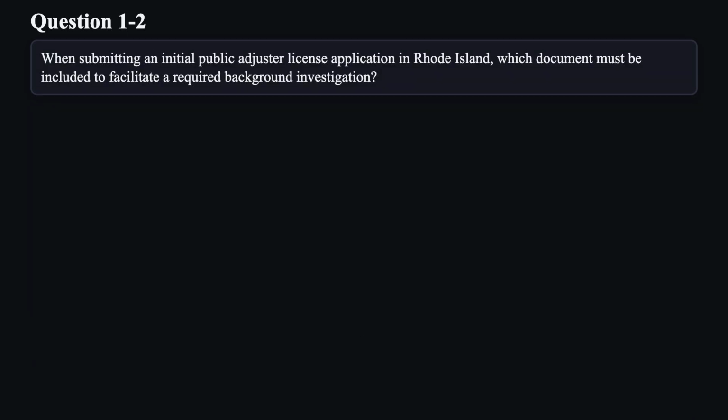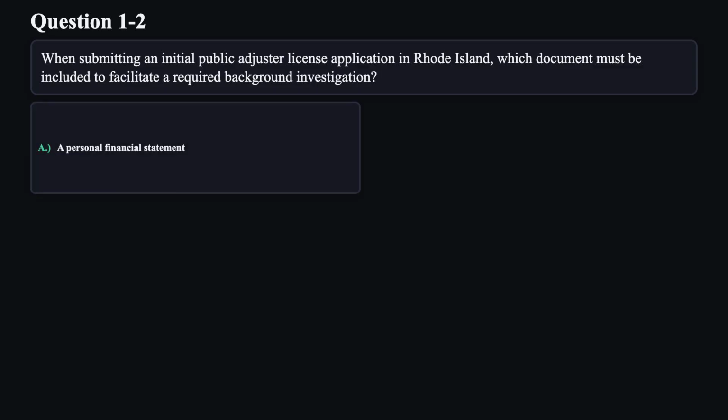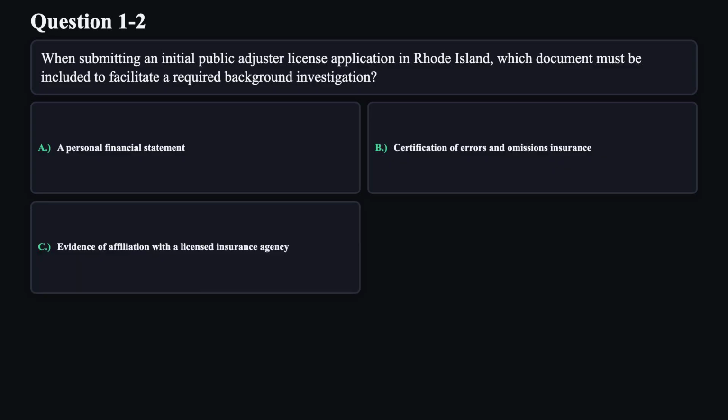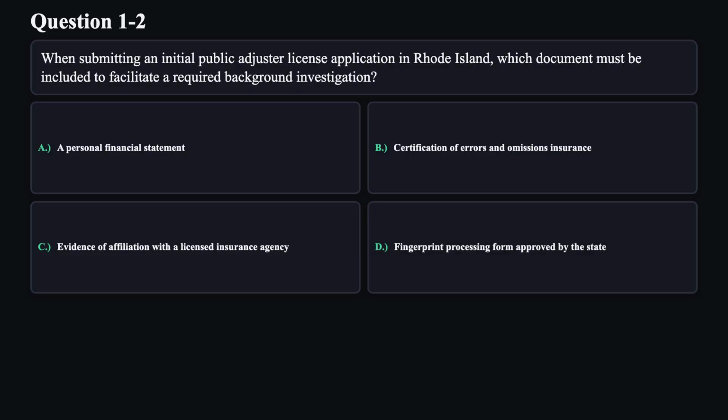Question 2. When submitting an initial public adjuster license application in Rhode Island, which document must be included to facilitate a required background investigation? A. A personal financial statement. B. Certification of errors and omissions insurance. C. Evidence of affiliation with a licensed insurance agency. D. Fingerprint processing form approved by the state.